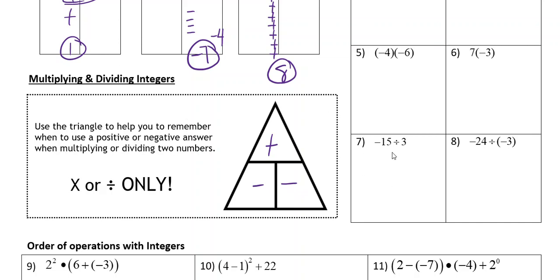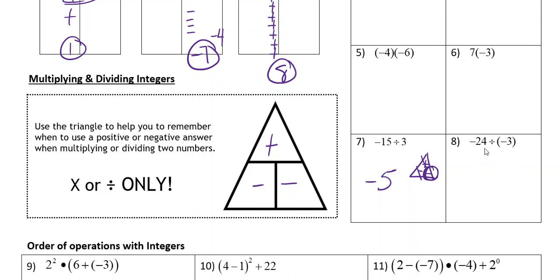So let's quickly look at number 7 since it's right beside this. If I do 15 divided by 3, well 15 divided by 3 is 5, and then I'm going to redraw my triangle. Positive float to the top, negative sink to the bottom. So I have a negative times a positive, so I'm left with a negative solution.